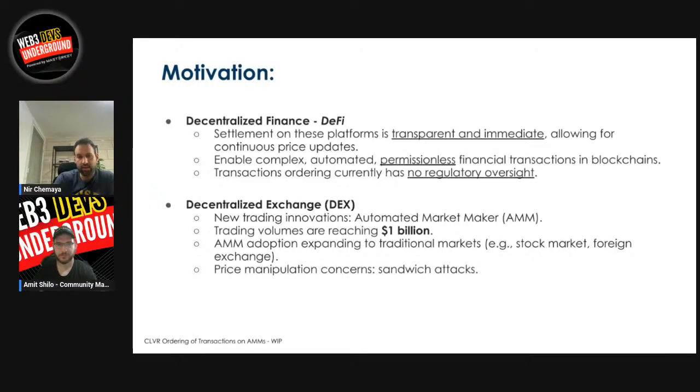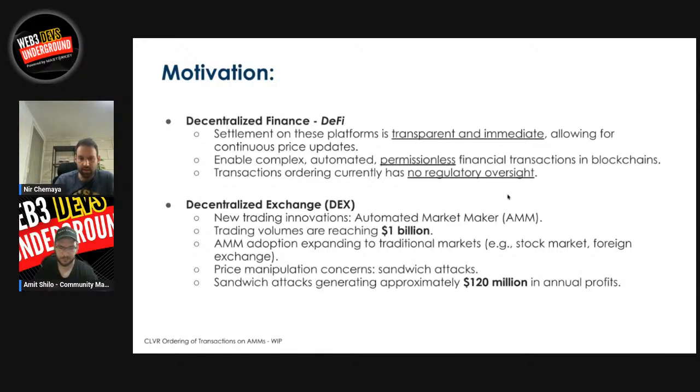However, there is the issue that due to the regulation problem that I described before, there are some price manipulation techniques that can appear on decentralized exchanges. One of them is the sandwich attack, which I'm also going to discuss, and that's something that we want to have in mind.